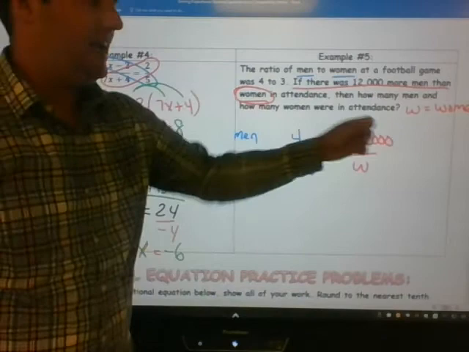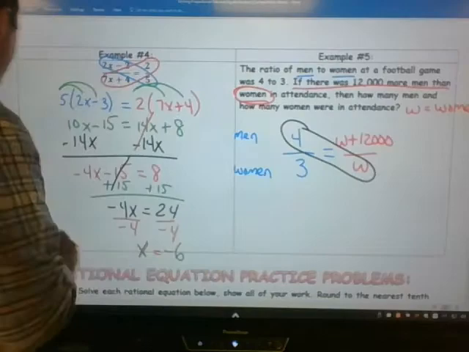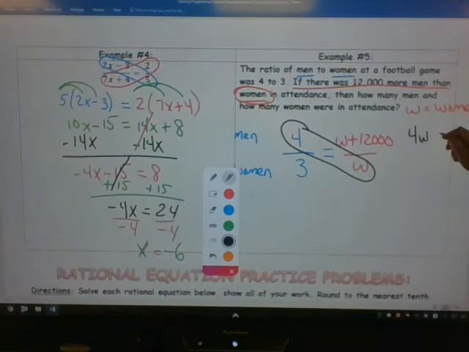We now have a rational equation. You have a fraction, you actually have a proportion. We're going to cross multiply and solve. So here would be 4w. Bring this over. Okay, so we have 4w equals, and we're going to do here. So this would be 3 parentheses w plus 12,000.